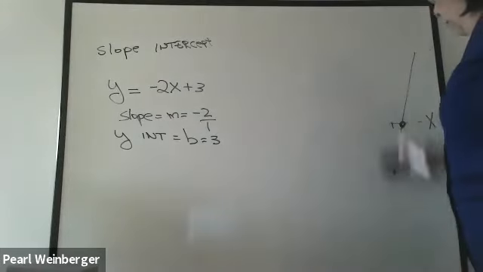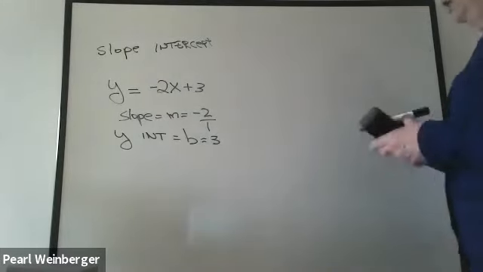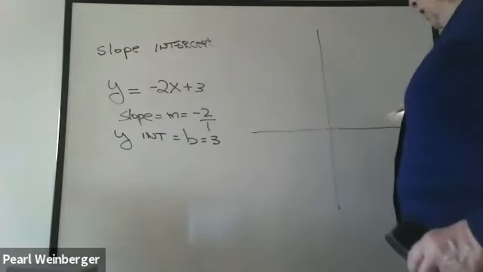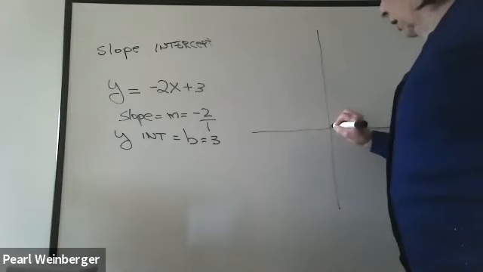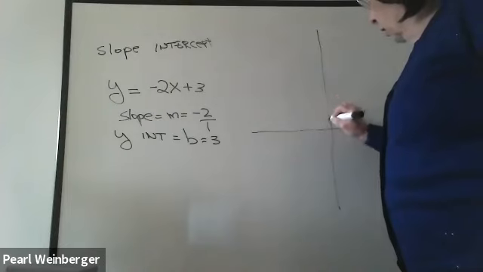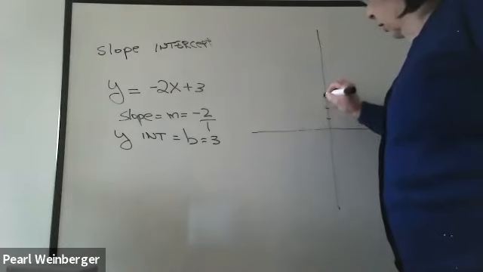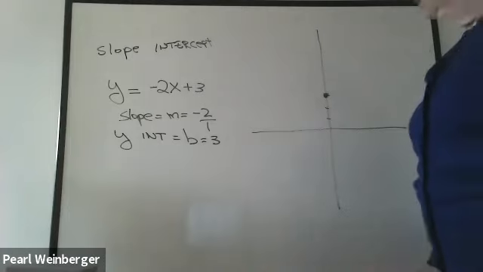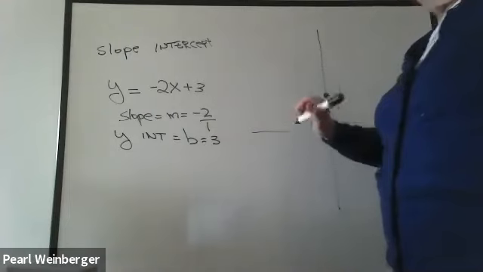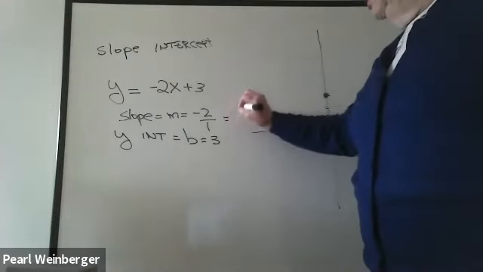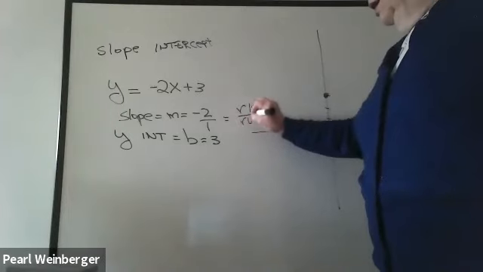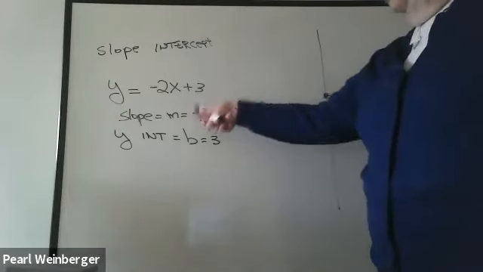Now, this is where we have to be careful. My y-intercept being 3 means I'm going to be starting at 1, 2, 3, right here on the y-axis. There's my y-intercept. That's my starting point. How do we use our slope? Remember again, our slope is rise over run. Now, here's the problem. There is a negative here.